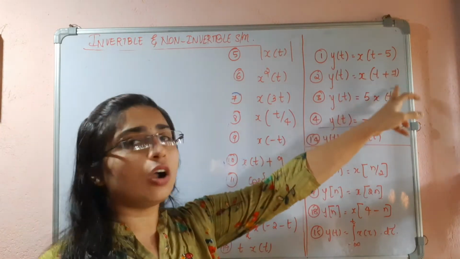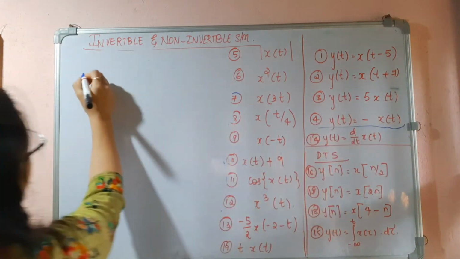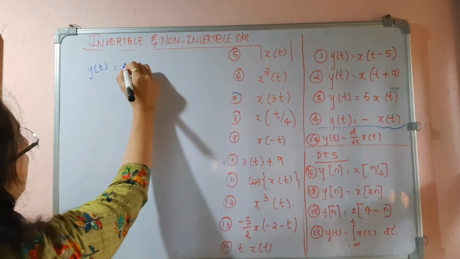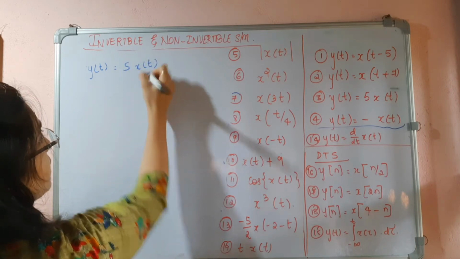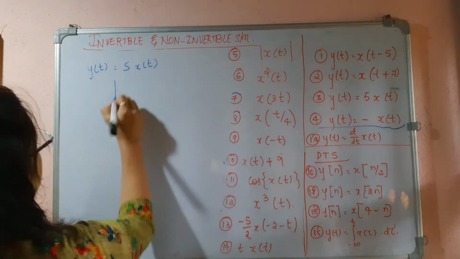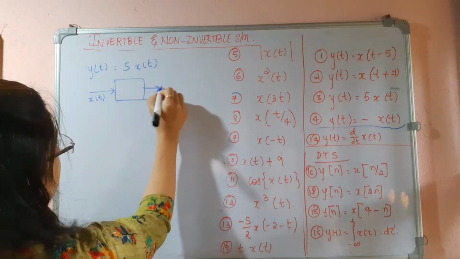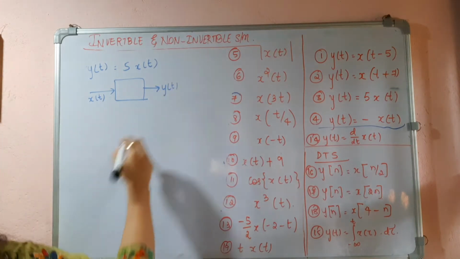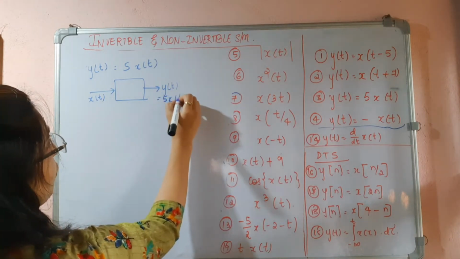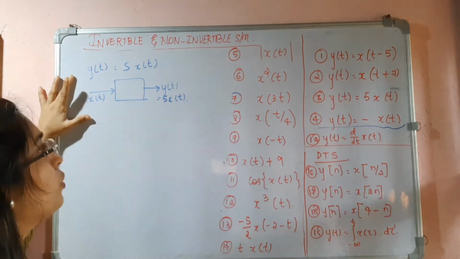So time shifting is not affecting the invertibility. Now y of t is equal to 5 x of t. This is nothing but amplitude scaling. Now the input is x of t and the output is y of t, equal to 5 x of t. First let us check whether this is producing distinct outputs or not.